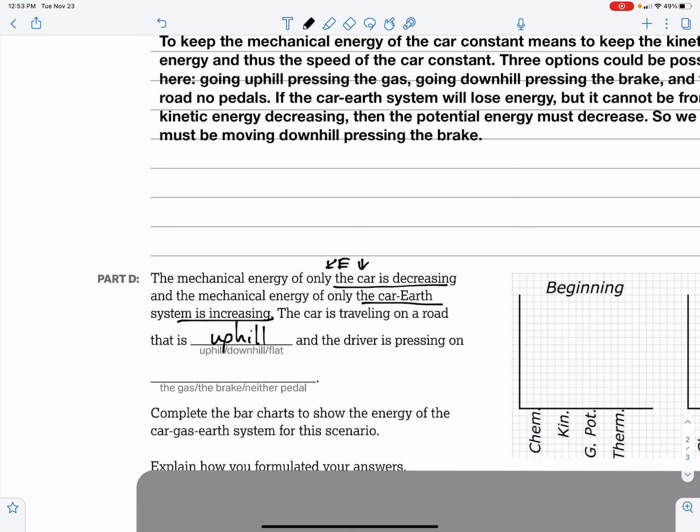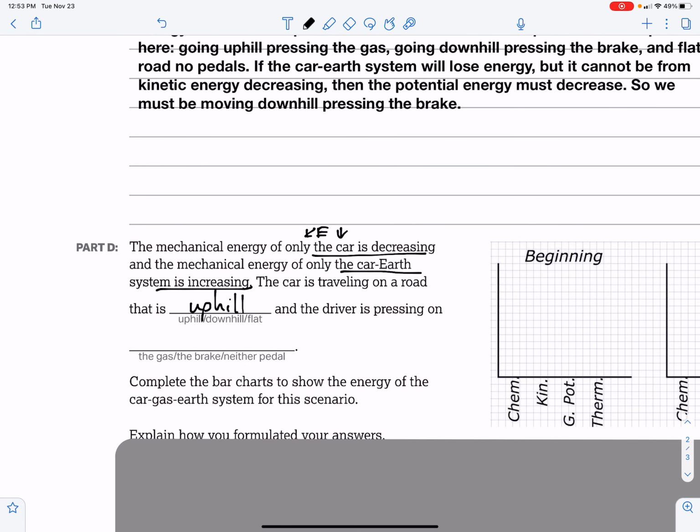Okay, but here's the thing. If you're going uphill, the mechanical energy of the car alone is decreasing, and the mechanical energy of the car-earth system is increasing. So in order to make that happen, let me see. Well, you couldn't be pressing neither pedal. If neither pedal were pressed, then the total energy of the car-earth system would remain constant, and that's not happening, it's increasing.